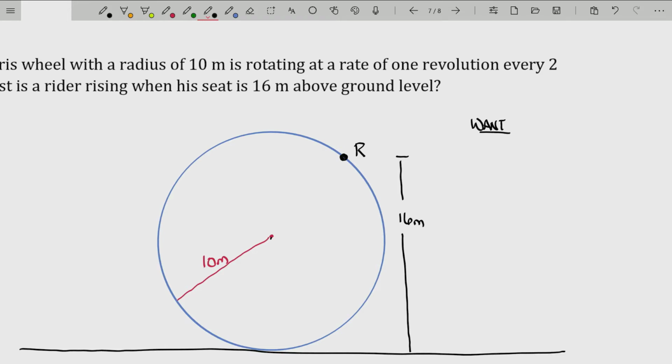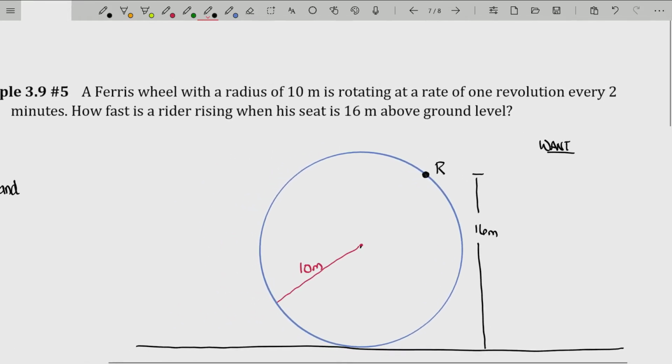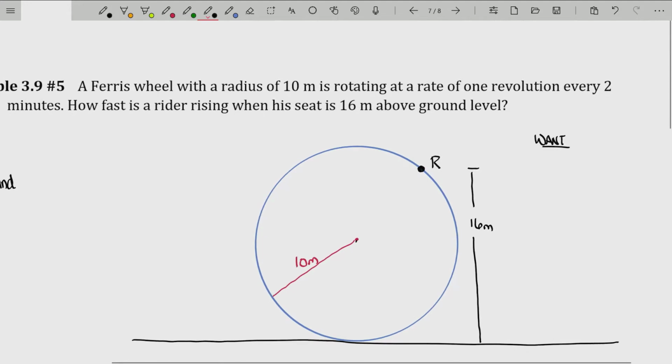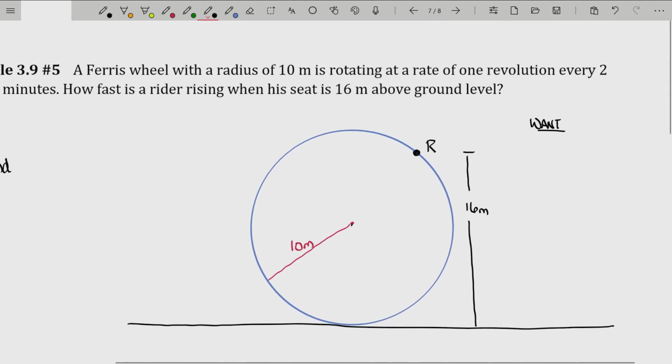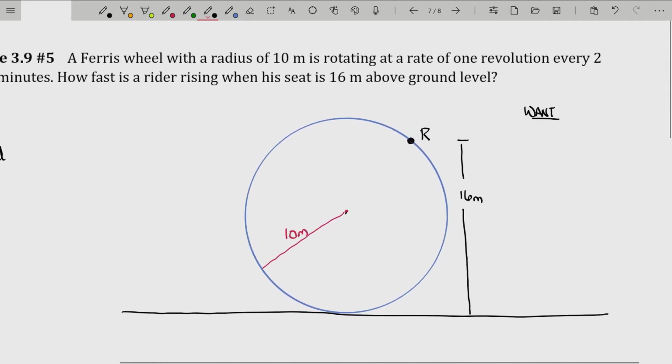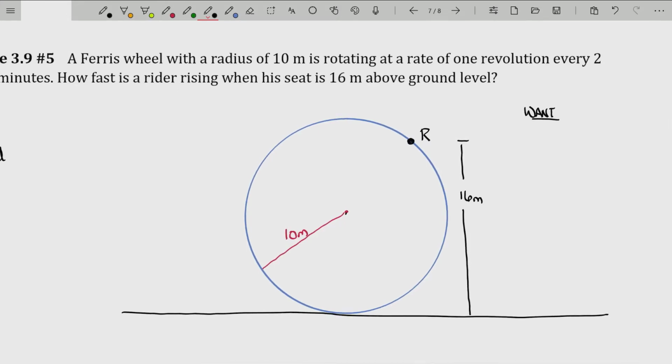What do we want? How fast is the rider rising when his seat is 16 meters above the ground? Now, because they're giving me the fact this rider is 16 meters above the ground level, I can exactly do this. I could start the problem here. So I could just go ahead and say this is H. And I just want to know how quickly that H is moving.